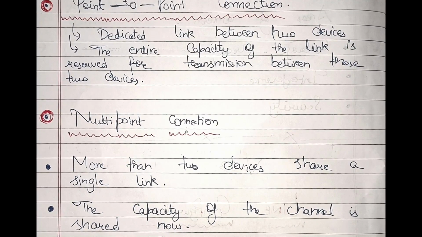Now, coming to multi-point connection. What are multi-point connections? Here, more than two devices share a single link. First of all, let's see what the definition says: more than two devices share a single link. So the cable that was at first totally dedicated to communication between two devices is now carrying the communication of more than two devices. The capacity of the channel, meaning the path via which your data is going, here the channel is that communication link, is now shared. Except you, there are other nodes too that are using that communication link now.